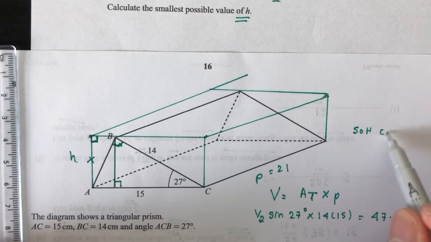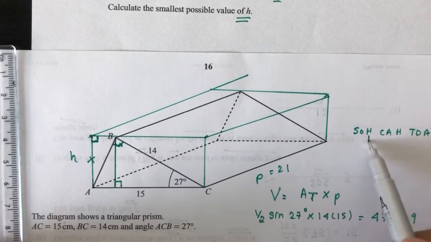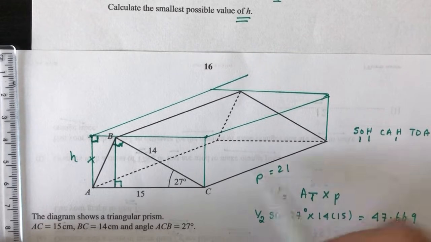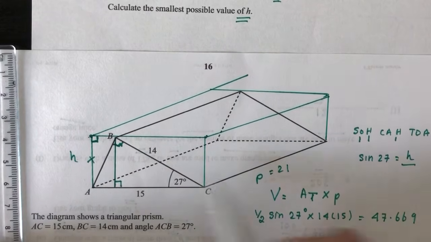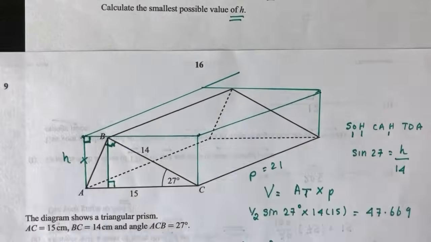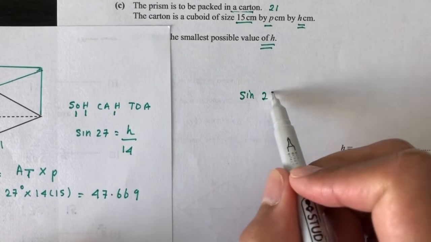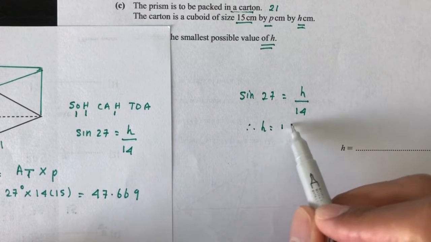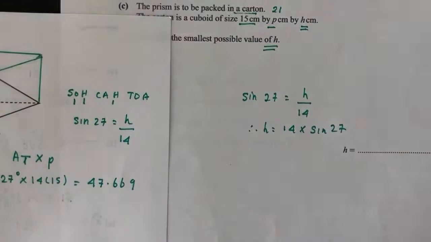So SOHCAHTOA. We know the hypotenuse. We need to find the opposite side. Have to use sine. So here we have sine of angle 27 is equal to the opposite side, which is h, we don't know, divided by 14. So the value of h will be, let's write this down here again. We have sine of 27 equal to h over 14. So the value of h will be 14 times sine 27. So we have to use our calculator for that.